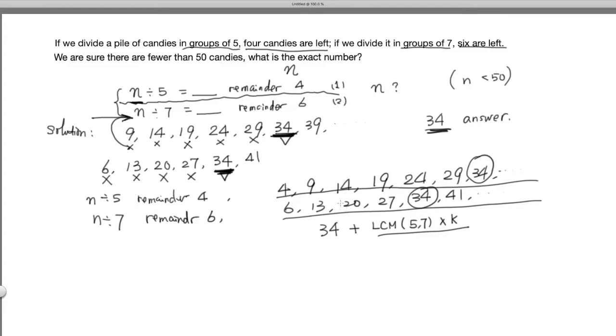Why is that? Because 34 already satisfies 1 and 2, but the LCM of 5 and 7 multiplied by any k, when divided by 5, has remainder 0. Divided by 7 also has remainder 0. So this is not going to add any remainder to the remainder generated by 34. So it's also going to satisfy both equation 1 and 2. And these are all the numbers that are going to satisfy 1 and 2.